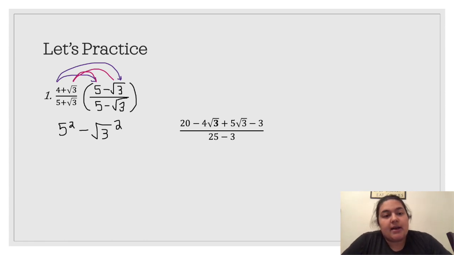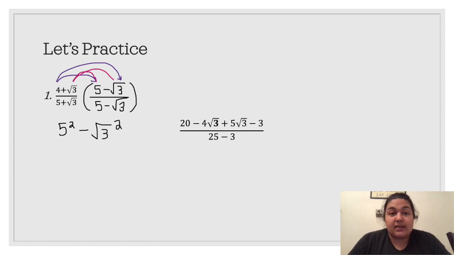That numerator, I went ahead and multiplied them together. So if that was 4 times 5 is 20. We had 4 times negative square root of 3, so that's negative 4. Well, you see that there. And then plus 5 times the square root of 3 minus 3. And the reason why that is minus 3 is because it is the square root of 3 times the negative square root of 3. So those square roots cancel each other, and you're just left with negative 3.